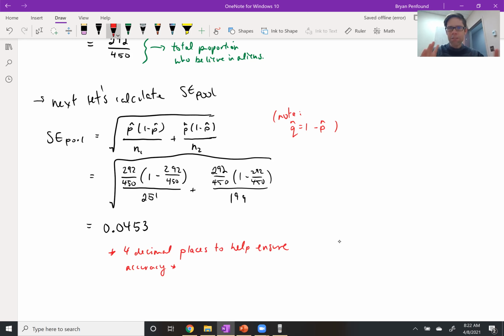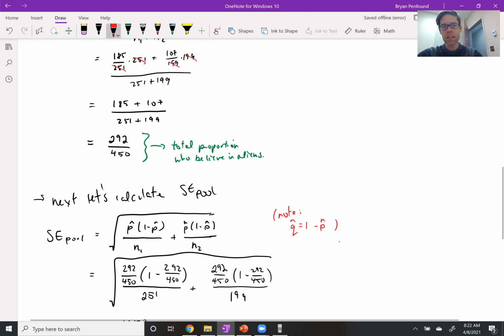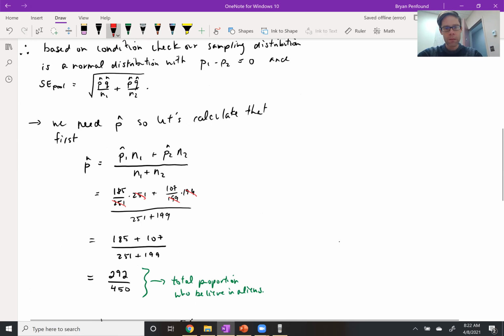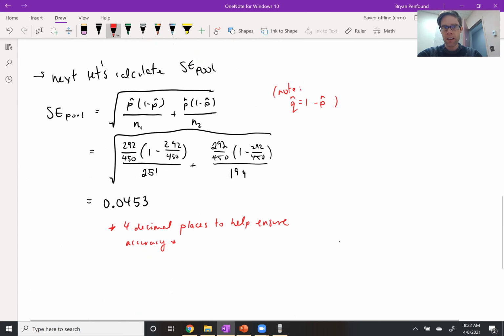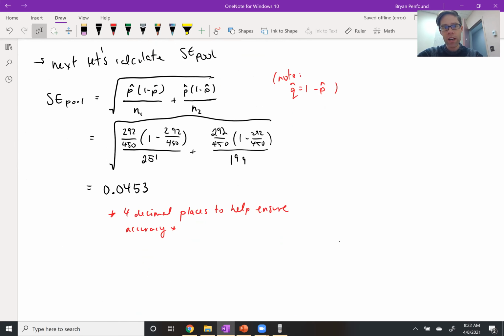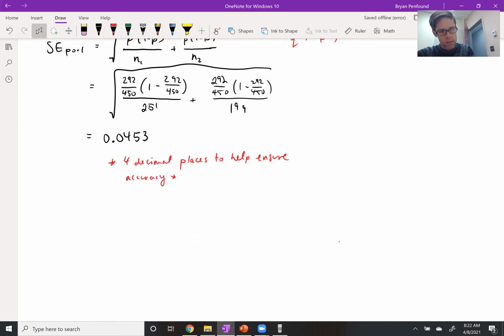Okay, and like I said, 4 or 5 decimal places is usually good enough for the sake of this course to help us get as much accuracy as we need. So that's really the big step, right? The big steps here are calculating the pooled P and calculating our pooled standard deviation. Now we're in pretty good shape to actually start testing a hypothesis. We have most of the stuff that we need. So let's take a look at part 1, which is to construct a 98% confidence interval to test a hypothesis.